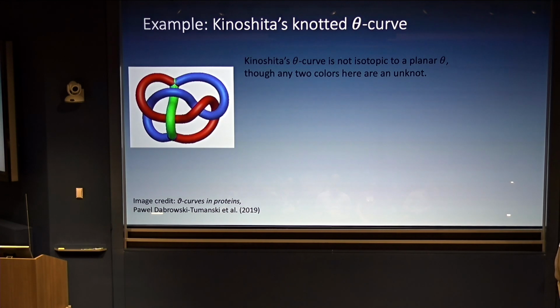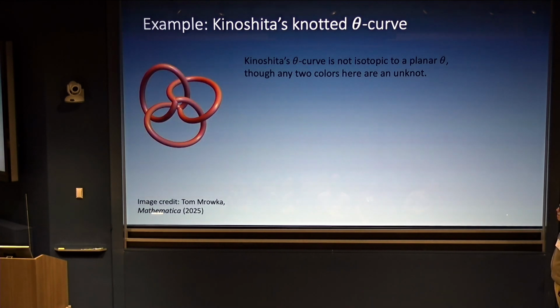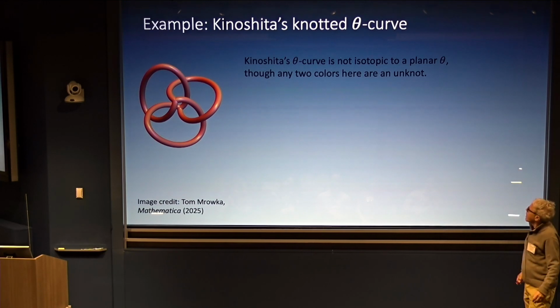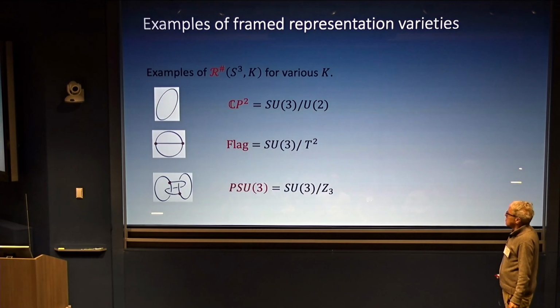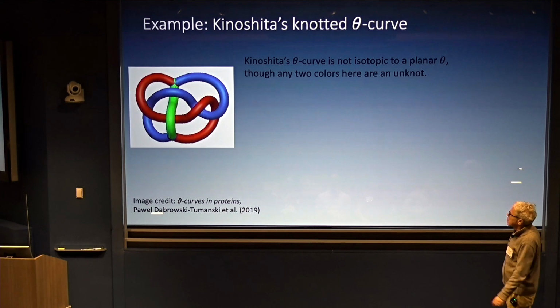Kinoshita's knotted theta curve appears a lot in the literature. Different image credit there. That's a much better picture of the Kinoshita theta graph, which shows it's got this sort of 3-fold symmetry. If you go back to the previous picture, it's got a Tait coloring there.